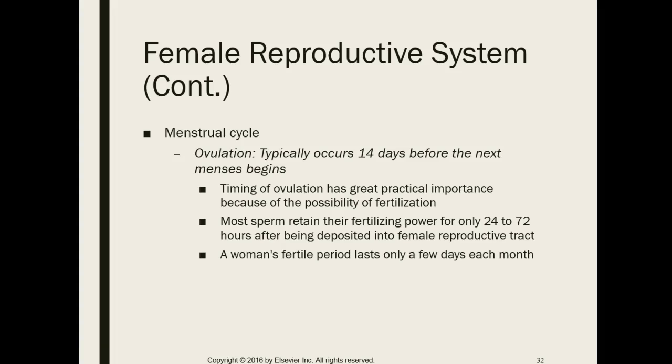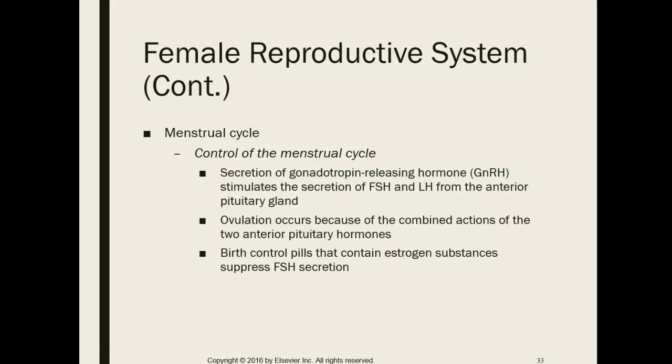So a woman is considered to be in a fertile period 3 to 5 days before ovulation, and then 24 hours after. So the sperm are going to retain their fertilizing power for only 24 to 72 hours after it enters into the female reproductive tract. So it's not a very large window for either the egg or the sperm to meet up and for that penetration of the sperm into the egg to take place and then implantation.